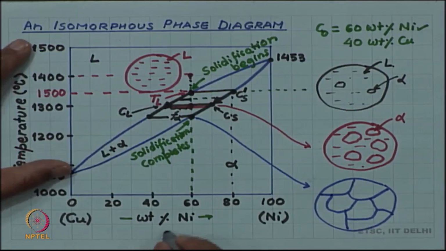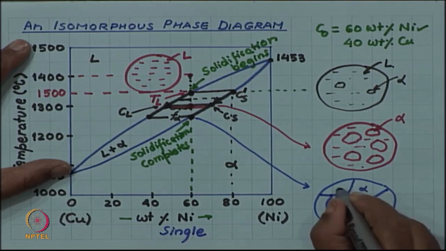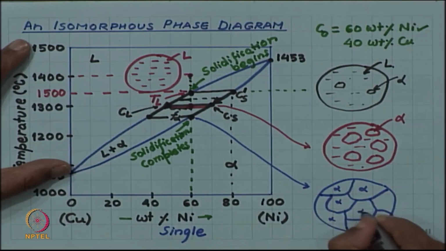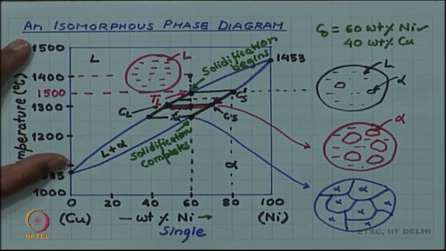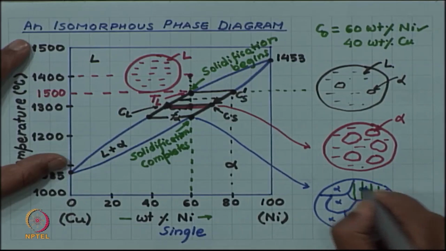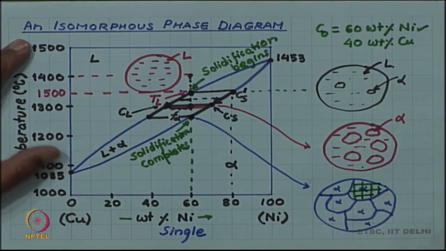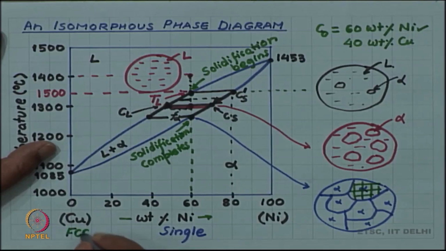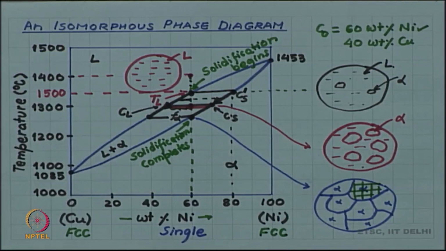So, what you finally get is a single phase. The phase is the same because all of them are alpha, but the difference is in their crystallographic orientation. If I try to mark some sort of unit cell in them, because each is a crystalline phase, copper and nickel, if you remember, both are FCC. And recall that we had talked about the Hume-Rothery rule. Somehow copper and nickel satisfy the Hume-Rothery rule, and that is why they are able to form a continuous solid solution.